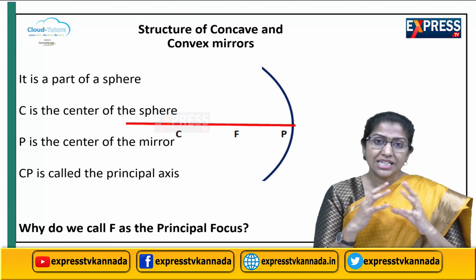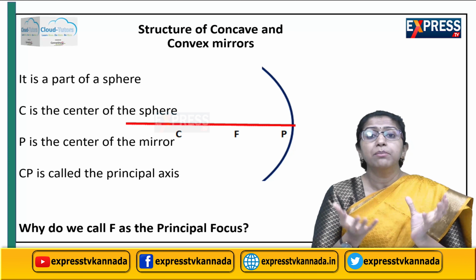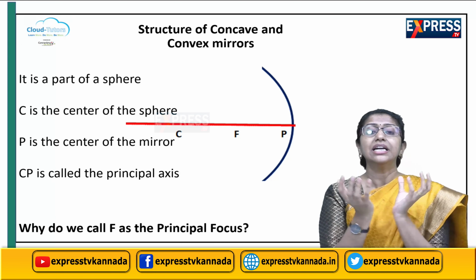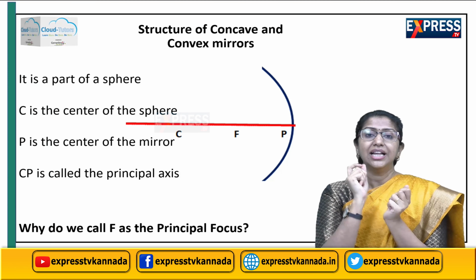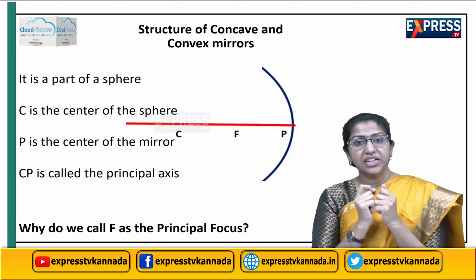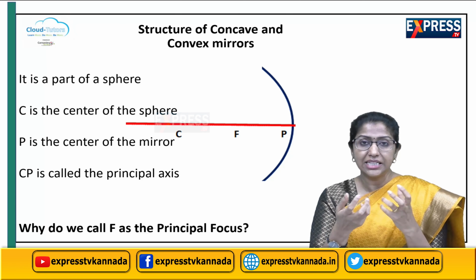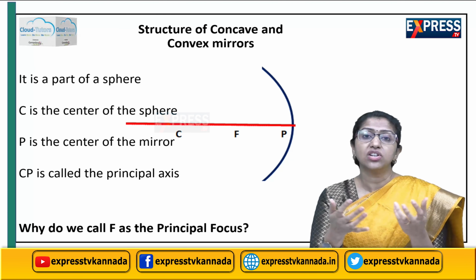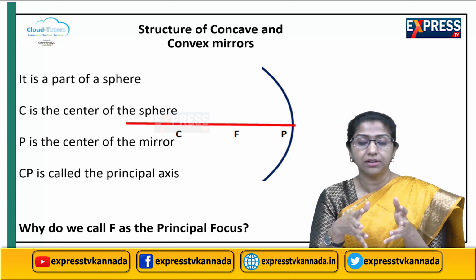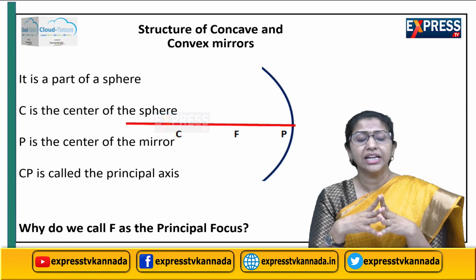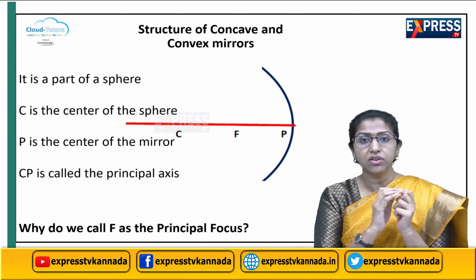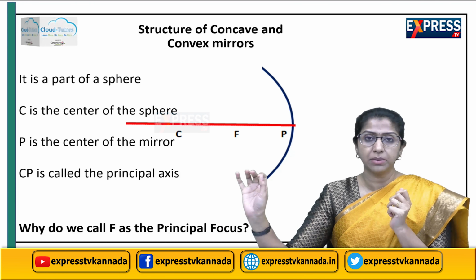As we cut the portion of the mirror from a glass sphere, there is definitely a center and there is definitely a radius, and hence there are certain terms that help us understand the structure of concave and convex mirrors better. The first one is the principal axis. What do we mean by principal axis? It is just a horizontal line that runs through the pole of the mirror.